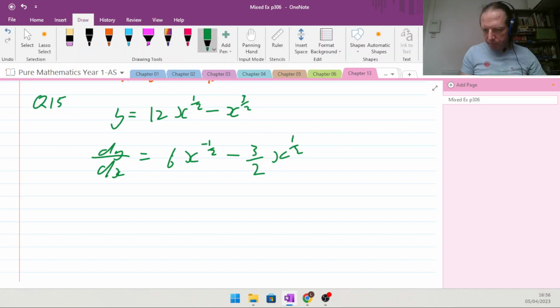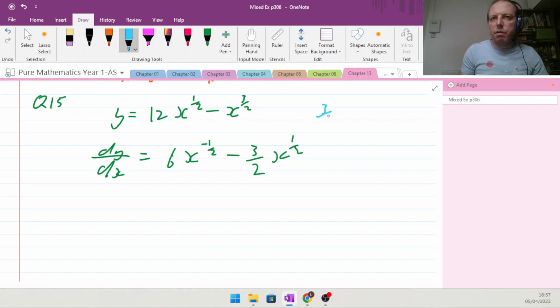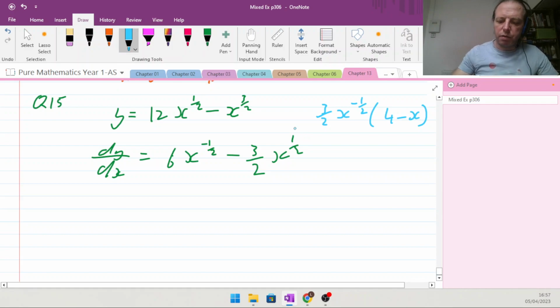And we are trying to get this now into the equation of, what does it say there, 3 over 2 x to the minus a half, open brackets, 4 minus x. So we're taking 3 over 2 out. What is 3 over 2? 3 over 2 is 1.5.